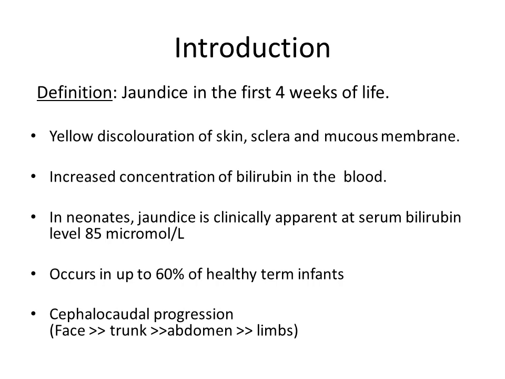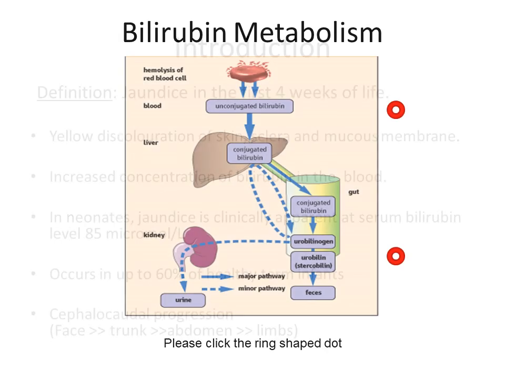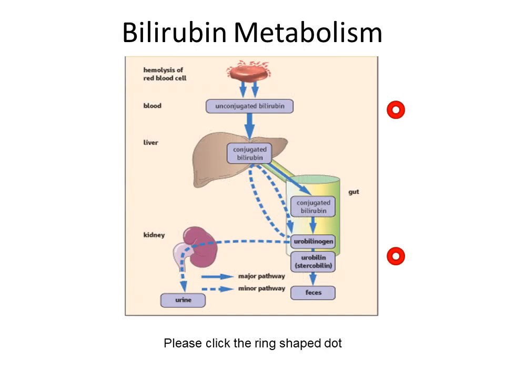Initially the jaundice appears on the face and later progresses in a cephalocaudal direction, meaning the most severe form of neonatal jaundice will involve the hands and feet of the baby. For the next 2 slides, I will explain to you about the bilirubin metabolism.